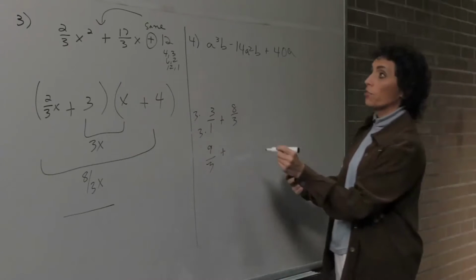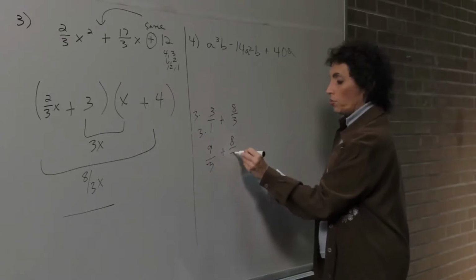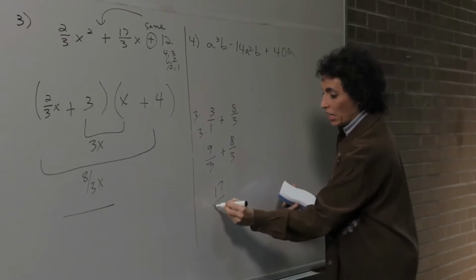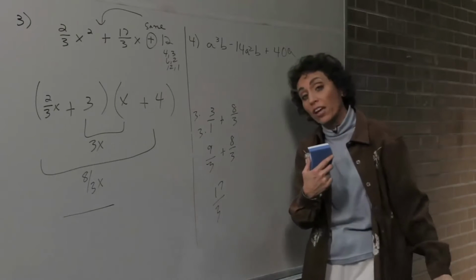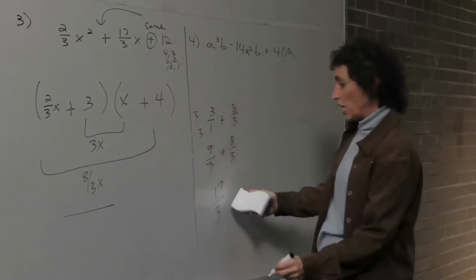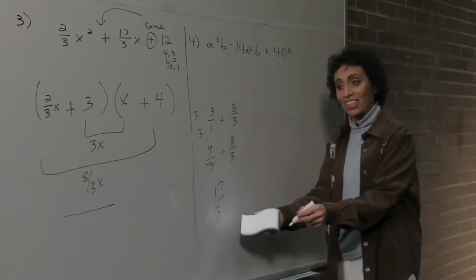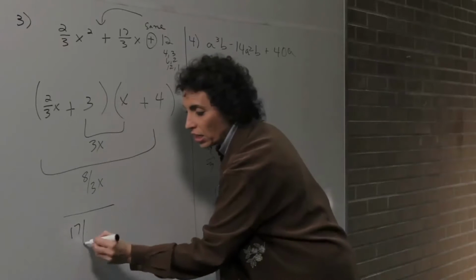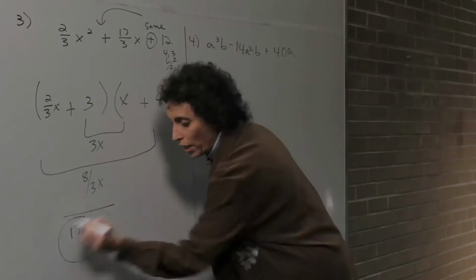9/3 plus 8/3, and that gives me 17/3. Did I look like really worried there for a second? Because I felt really worried because I thought that was 11, but it is a 17. Good thing, because I need a 17. And this is 17/3 x, and it's a winner.